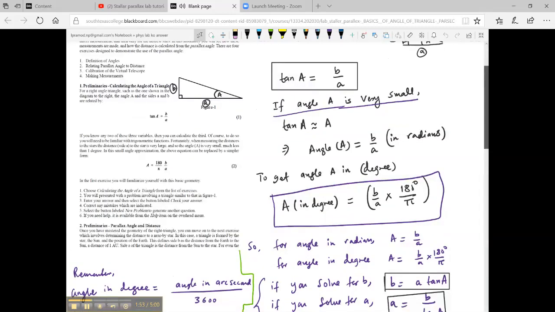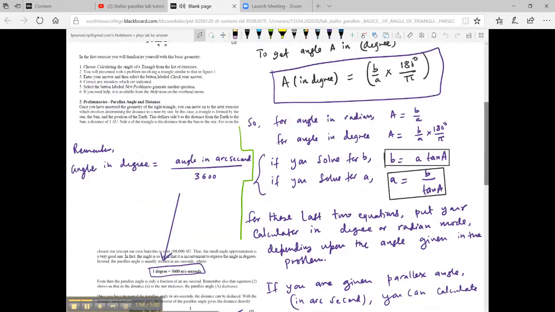Let me summarize here. For the angle in radians, you can simply use A equals B over A, given that A is a very small angle. For the angle in degrees, A should be equal to B over A, and you convert that to degrees by multiplying by 180 degrees over pi. If you solve for B, then B should be equal to A times tan A. If you solve for A, then A should be equal to B over tan A. You can do a little bit of algebra here.